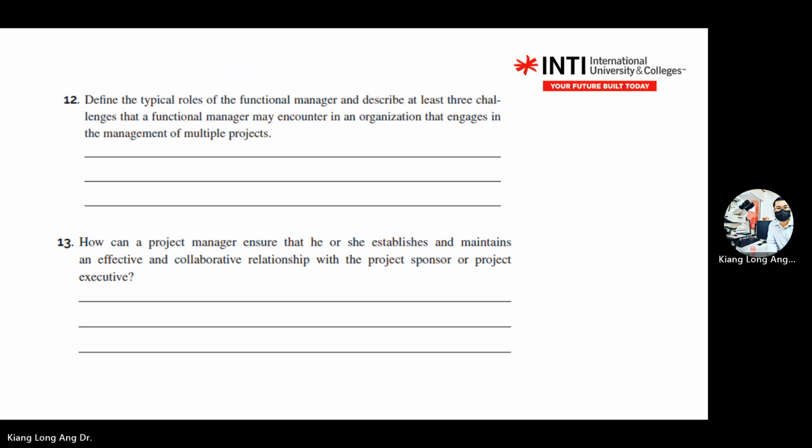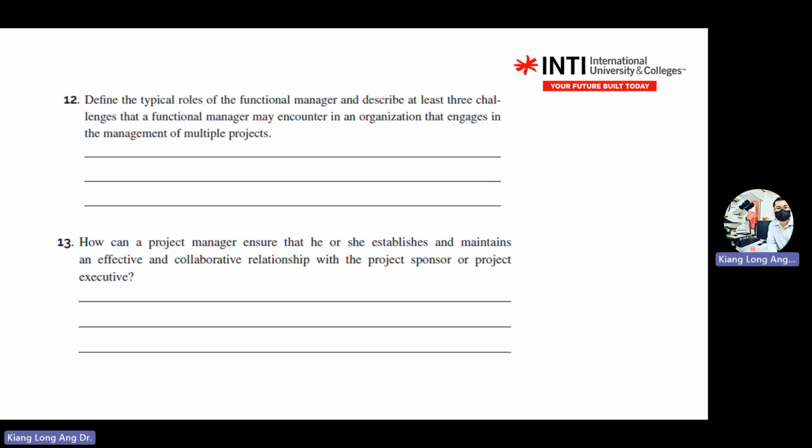Resources and technical expertise. You control these two resources. It can be hardware and all this. So technical expertise is your talent, your engineers and all this. Okay. So as a functional manager, you provide resources and technical expertise. This is the main job. So what are the challenges? You just read. The keyword is different priorities. Different priorities among project managers and projects.